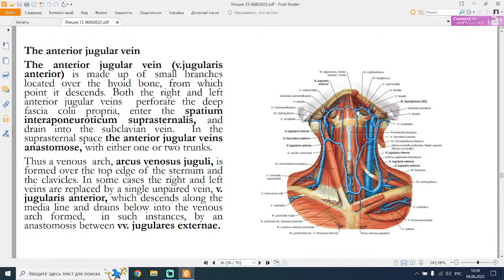Both the right and left anterior jugular veins perforate the lamina propria of the deep cervical fascia, enter the interaponeurotic spatium suprasternale, and drain into the subclavian vein.